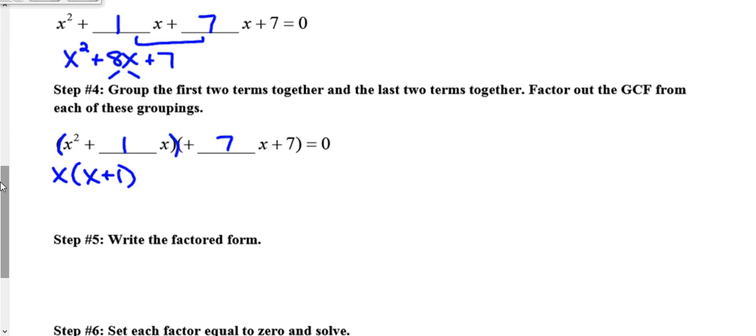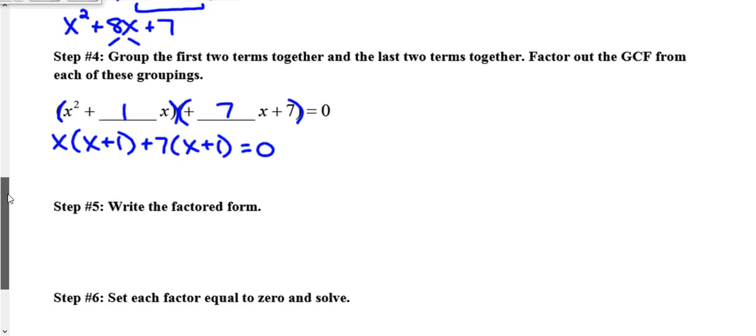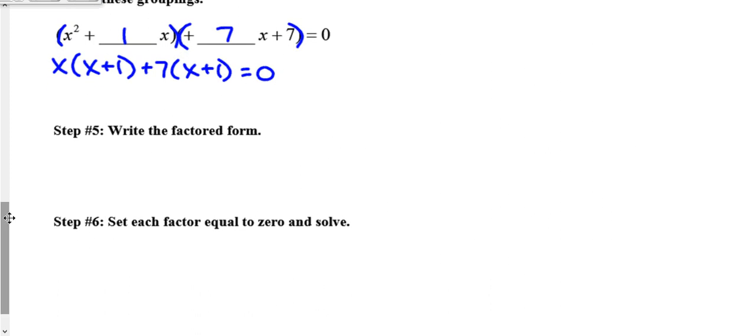And then I'm going to do the same thing for the second set of parentheses. So 7x plus 7, I can divide both of those numbers by 7. That would leave me with x plus 1. And now we're at a point where we can actually write our factored form. So if you've done everything correctly, these two parentheses should be the same. That's one of your factors. Here, these numbers, x plus 7, represent your second factor.